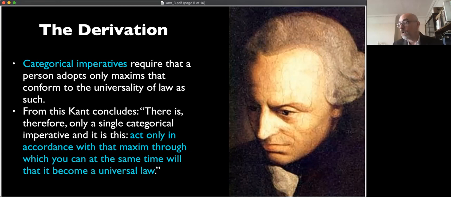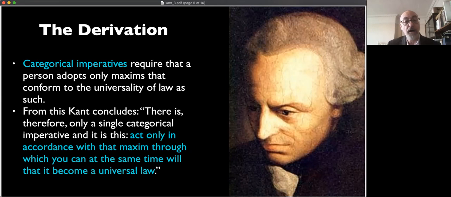A categorical imperative requires that a person adopts maxims in conformity with the law. We know that the law is based on objective grounds, by which Kant means that they're grounds valid for all rational beings. They're thus universally valid requirements on action. So from the concept of a categorical imperative, Kant provisionally concludes that a categorical imperative requires that a person adopts maxims in conformity with the universality of law as such.